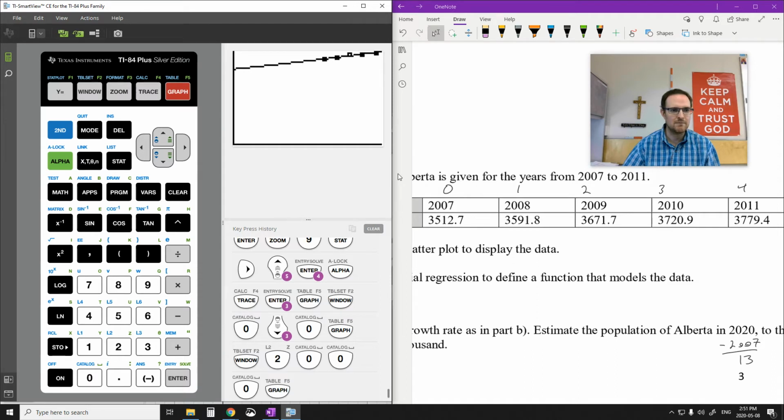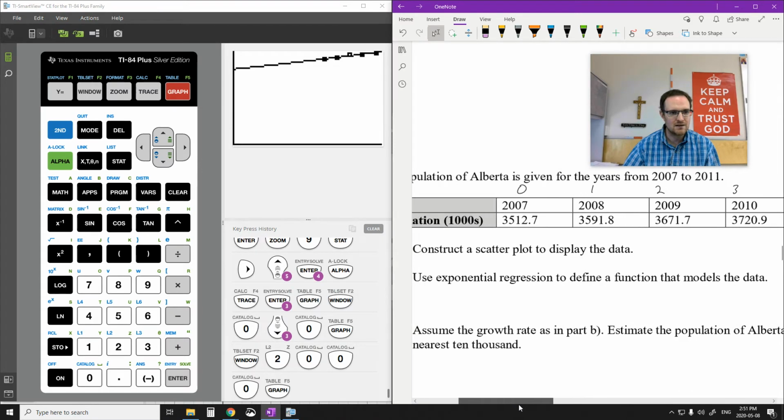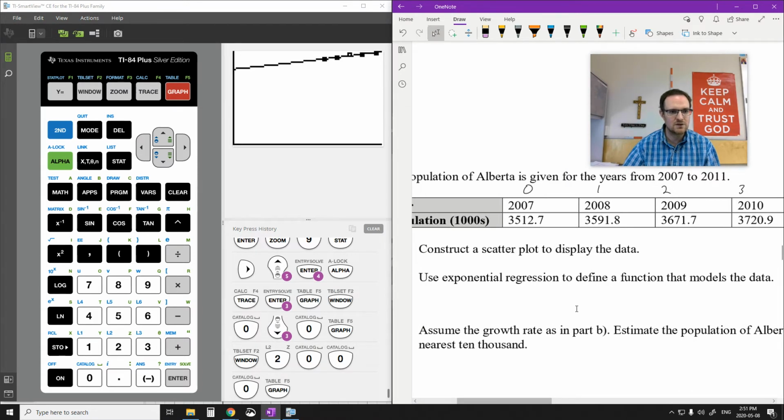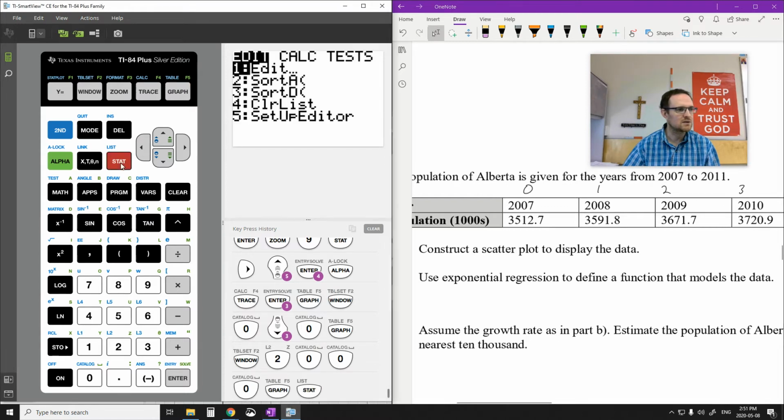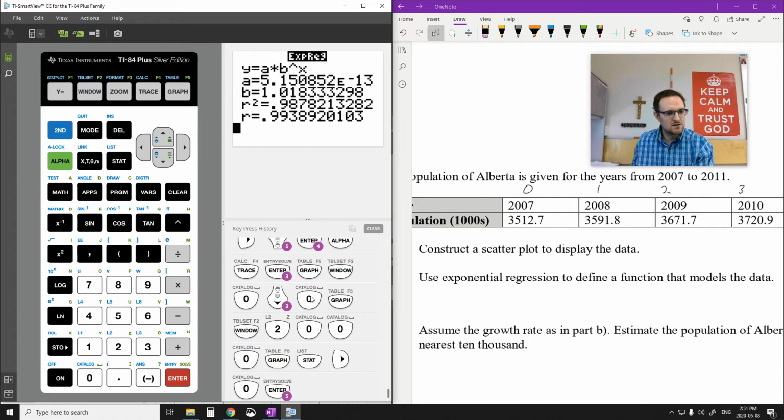There's my data. Okay, looking pretty good. What we need to find for this: use exponential regression to define a function that models this. Oops, I got to go back here. Yeah, if we put it with the zeros, the numbers would be like 0, 1, 2, 3. It would be different. So I'm going to go stat, calc, 0. So there's my equation.